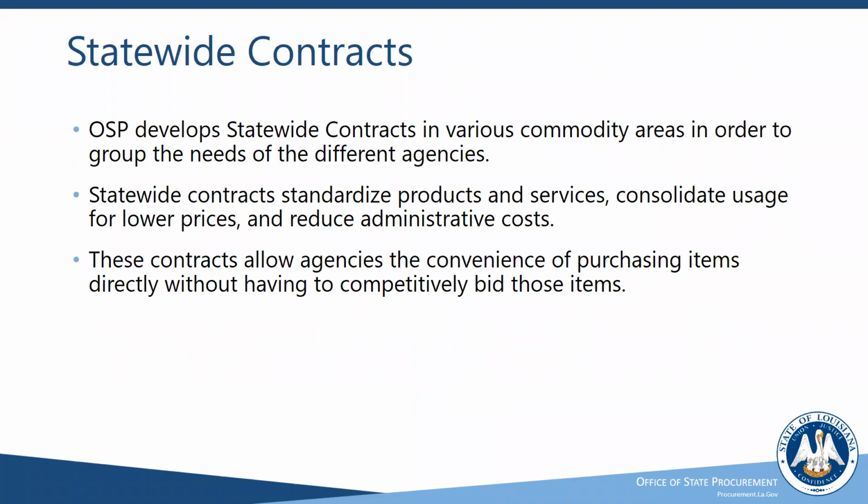First up, like I said, we've got statewide contracts. OSP develops statewide contracts in various commodity areas in order to group the needs of different agencies. Statewide contracts standardize products and services, consolidate usage for lower prices, and reduce administrative costs. These contracts allow our agencies the convenience of purchasing items directly without having to competitively bid them on an individual case-by-case basis, which saves everybody a lot of time and effort.